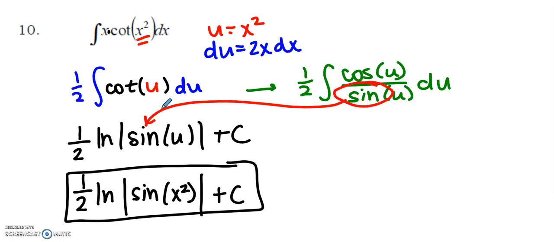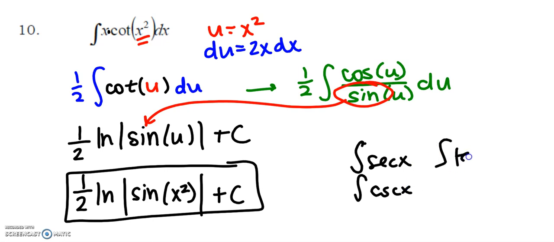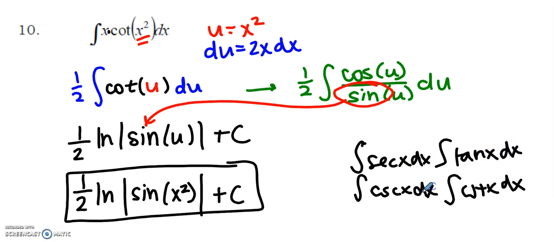Okay? This is one of those times where I do not memorize the integral of secant, the integral of cosecant, the integral of tangent, or the integral of cotangent. In my head, I just try to think about what patterns do I have and what would I have picked for my u substitution. All right, that's it.